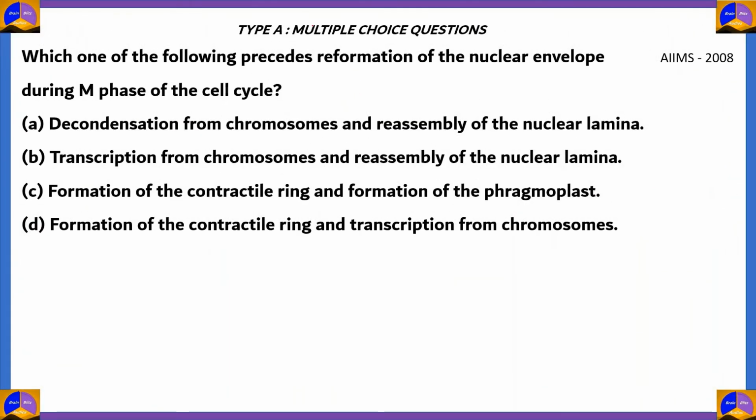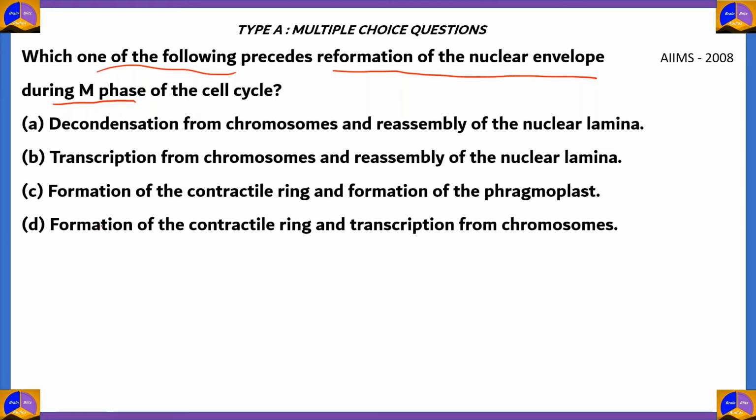Next question. Which one of the following precedes reformation of the nuclear envelope during M phase of the cell cycle? A, decondensation from chromosomes and reassembly of the nuclear lamina. B, transcription from chromosomes and reassembly of the nuclear lamina. C, formation of the contractile ring and formation of the phragmoplast. D, formation of the contractile ring and transcription from chromosomes. So in these options, one of them is the right option.